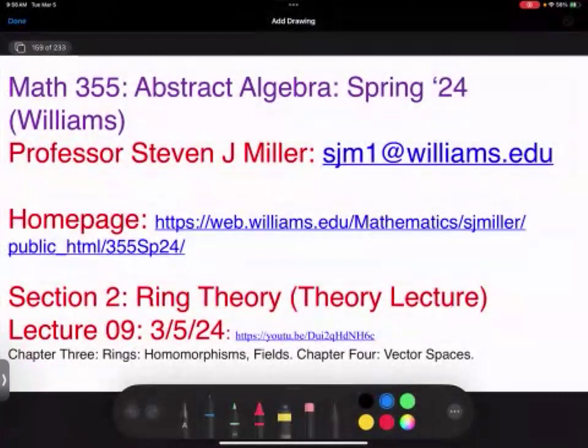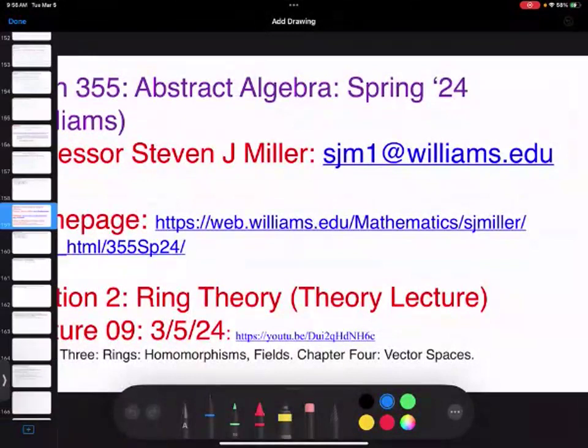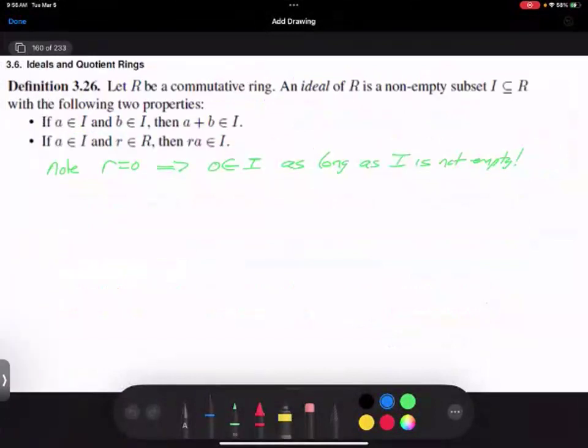And then next class, we will do applications of group theory and we'll prove why RSA works. So for today, let's start off with some definitions. Definition 3.26: let R be a commutative ring. We will always be working with commutative rings, but it is possible to have a ring that's not commutative. That's why we need to say this.